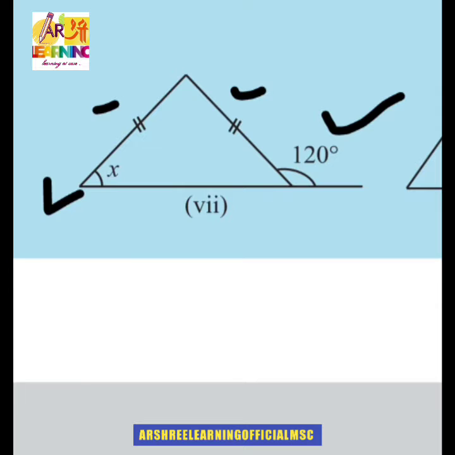If we use the exterior angle property, we can find this angle. But we can solve by triangle property also. We can solve by isosceles triangle. Since this is isosceles triangle, so this angle will also be x, because the two sides are equal. So since two sides are equal, the two angles are x, and the exterior angle is given 120.